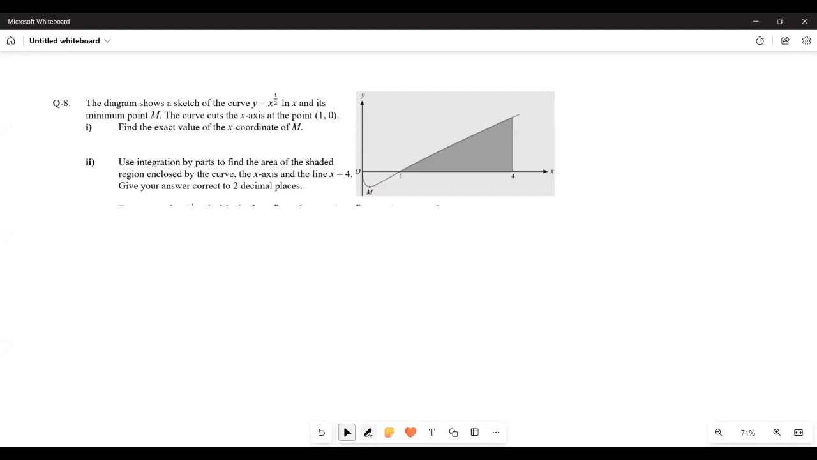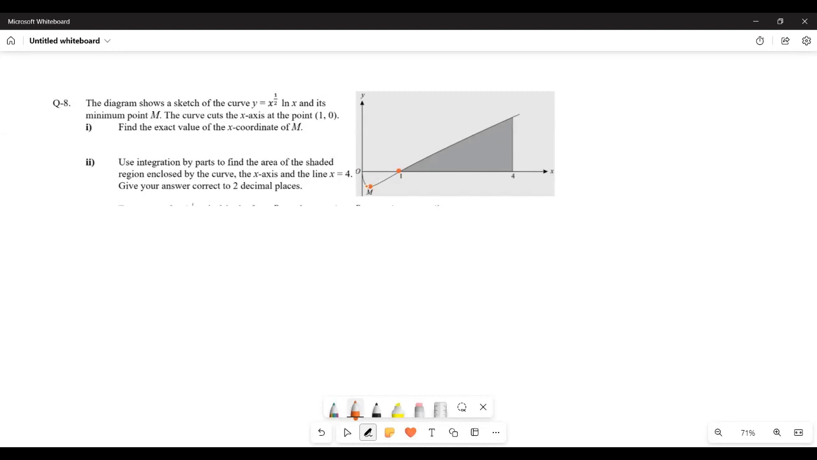Question number 8. The diagram shows a sketch of the curve y equals x power half times ln x and its minimum point M. The curve cuts the x-axis at point (1, 0). Find the exact value of the x coordinate of M.